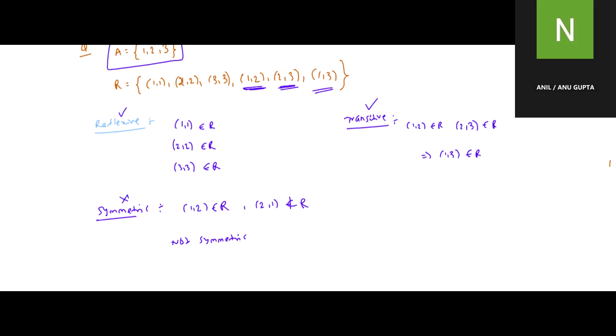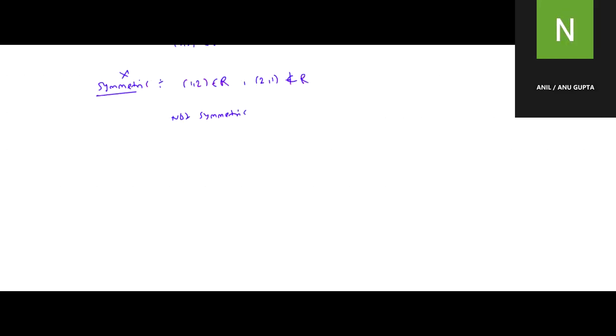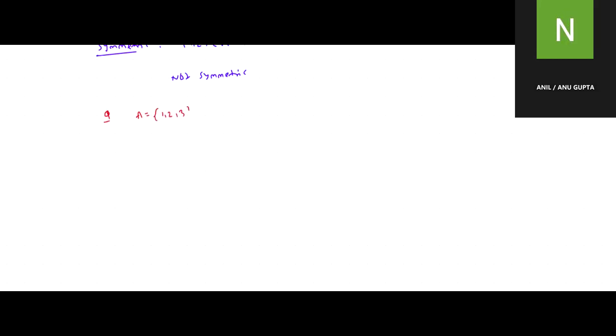ओके, मैं और एक एग्जांपल देता हूँ, आप आंसर करना है इसको. I will write the question. Second question. Set is same, A is 1, 2, 3, and the relation is (1,1), (2,2), and (1,2), (2,3). You answer this: reflexive, symmetric, transitive.